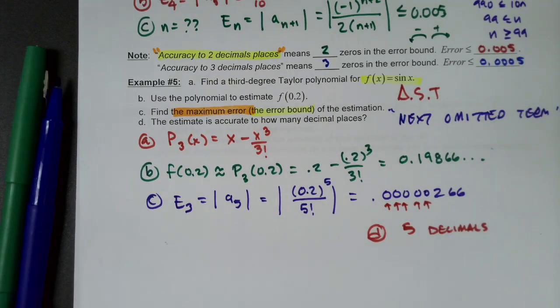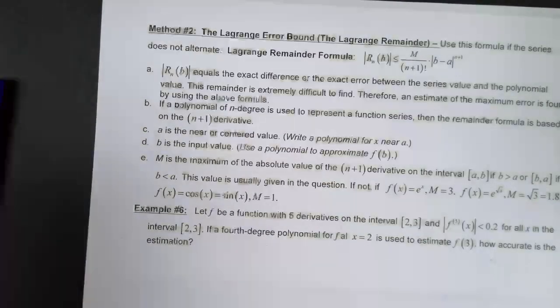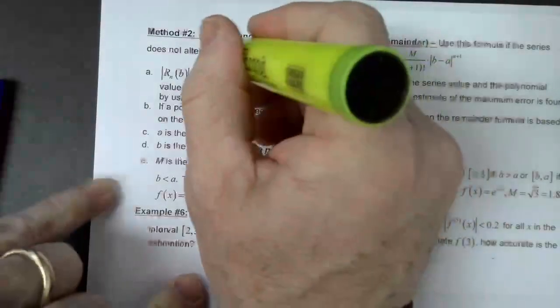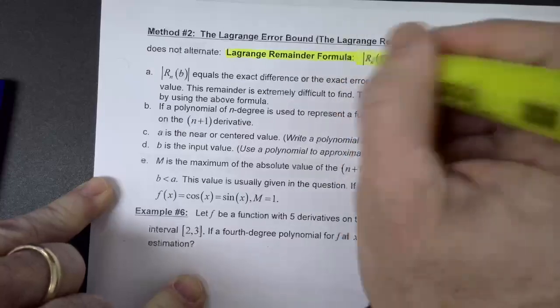All right, so that's method number 1, nice and easy. Love that. Okay, but of course, not all series are alternating series. Not all alternating series are decreasing alternating series. So everything else, we're going to do this one named after a guy named Lagrange, or Lagrange, if you're better at French than me, but it goes like this. It says the Lagrange remainder formula is this mess right here.